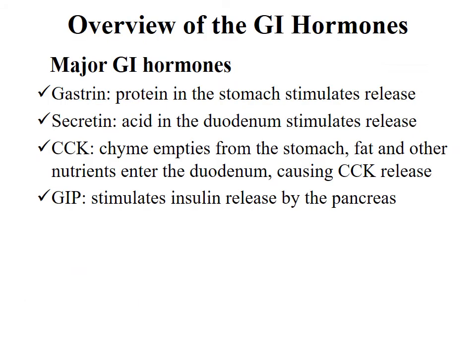Now let us see what are the major gastrointestinal hormones. Gastrin is released from the stomach. Protein in the stomach stimulates its release. Secretin: acid in the duodenum stimulates its release. CCK, or cholecystokinin: the chyme empties from the stomach, and fat and other nutrients entering the duodenum cause the CCK release. GIP means gastrointestinal peptide. It stimulates the insulin release by the pancreas.